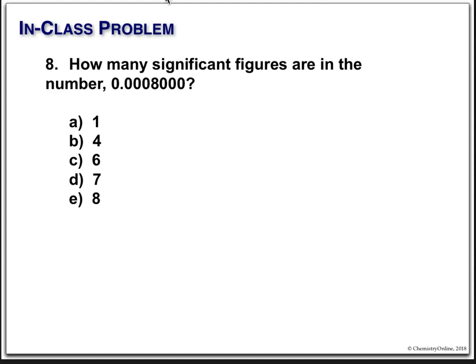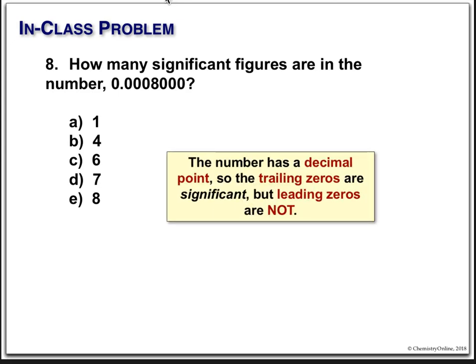Significant figures. We all love significant figures. Here we have a number. Step one, does it have a decimal point? That makes a difference, doesn't it? If it has a decimal point, trailing zeros are real, but leading zeros are not. Trailing zeros are part of the measurement, but the zeros in front are not. Therefore, we're going to get rid of the set of leading zeros, and we're left with 1, 2, 3, 4 significant figures.